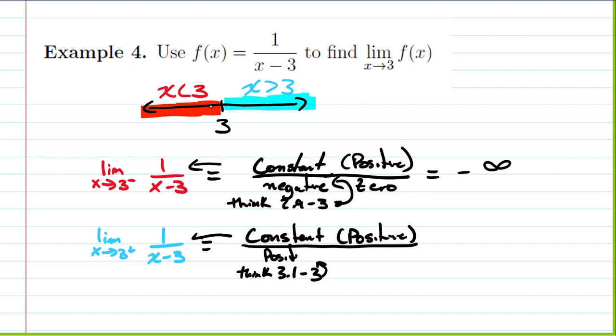Positive. So it's positive and it's 0. So then a constant divided by 0 is infinity again, but this time we have a positive divided by a positive, which is positive. So our limit from the right would be positive infinity.